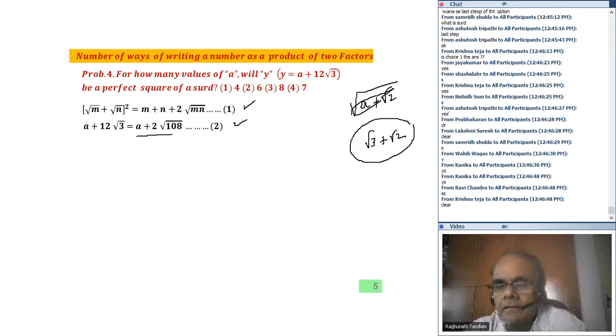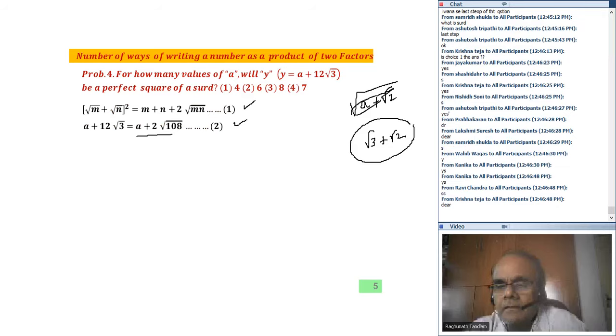36 into 3 possible. 27 into 4. How many factors does 108 have? What is 108? 4 into 27, that is 2 square into 3 cube. How many factors does it have? 3 into 4.